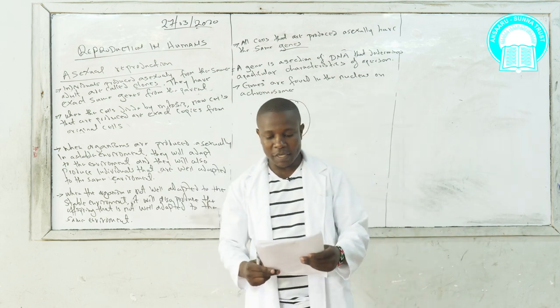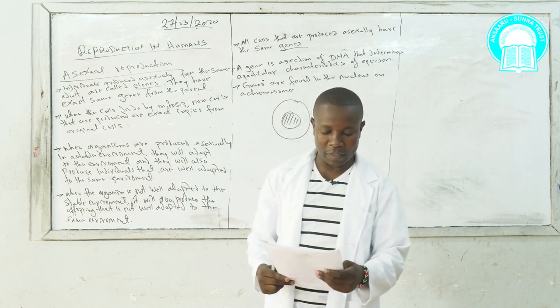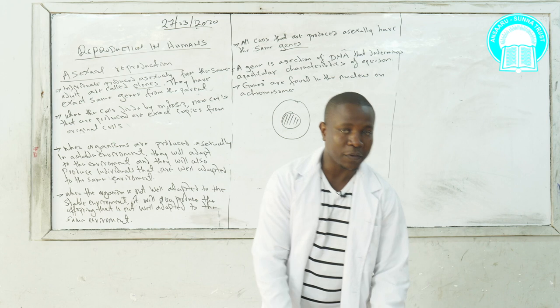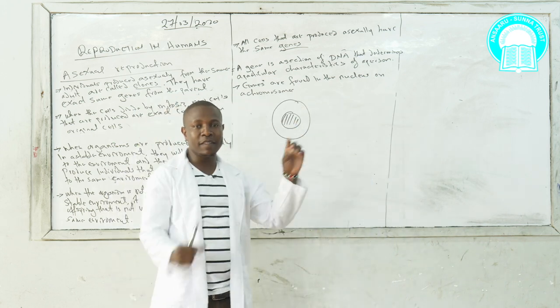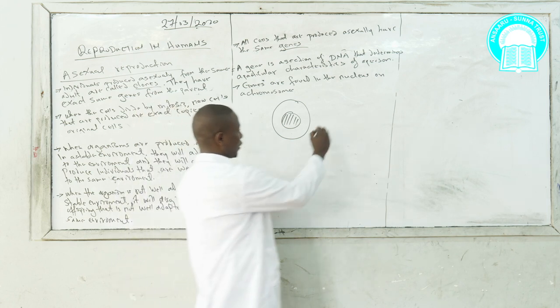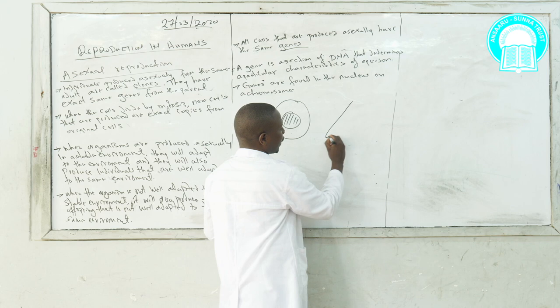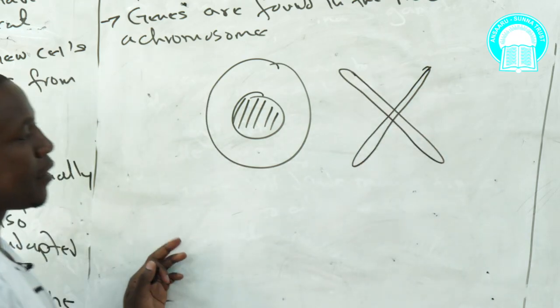We're being told genes are found in the nucleus of a cell on the what? Chromosome. So inside the nucleus you have genes, and these genes are found on a chromosome. A chromosome is a thread-like structure, something that looks like this. So this is the structure of a chromosome.